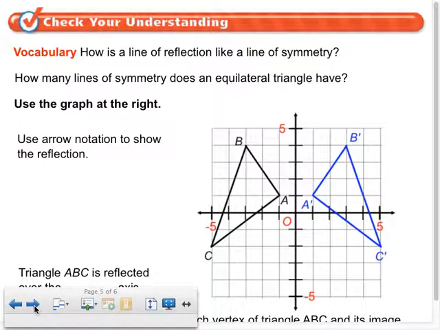Okay, end of the lesson. How is a line of reflection like a line of symmetry? Think about that. I was trying to get you guys ready for this in some of the wording I used. Joshua. I like that you're saying the line of reflection splits it in half, or the line of symmetry splits it in half. So you're sort of on the right track. Let's see if we can add something to that. Olu.